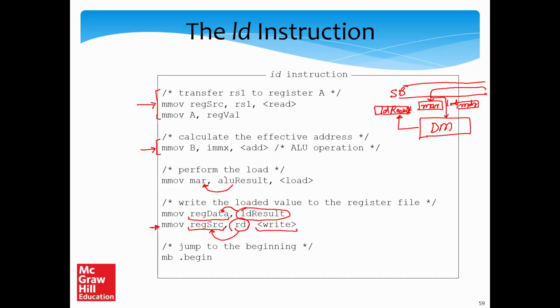After that, once the load result is available, we write it to the register file, and the ID of the register that we write it to comes from the RD field. Once the load is done, we can jump back to the beginning of the preamble by doing an unconditional jump to the .begin label.